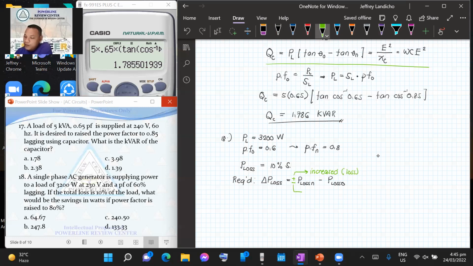Pero pag nag-negative ito, ibig sabihin reduce yung power loss. So therefore, anong aim natin? Mabawasan yung corresponding loss. So kapag nag-negative ito, ibig sabihin yung ating new losses tumiip. So ibig sabihin nakatipid. Okay? So kung naging positive yan, the losses in the system increases. So ibig sabihin, mas magastos.